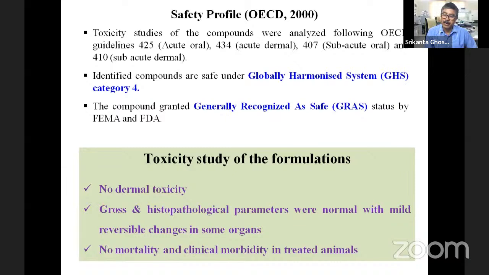These guidelines are available in the literature and online, no problem. They have also given the protocol, and you have to follow the same protocol without any change. Only in that way can you prove whether it is safe or not safe. What we found is that our compounds are safe.